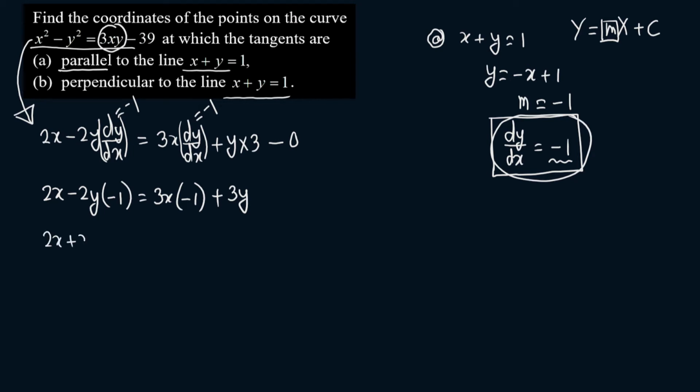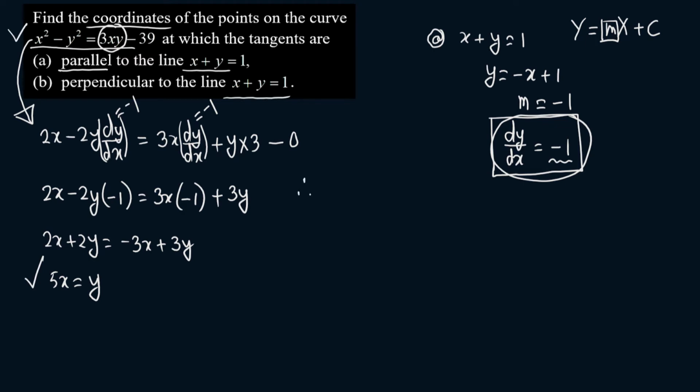2x plus 2y equals minus 3x plus 3y. That is our expression, which gives us 5x equals y. So this is one of the equations, which gives us 5x equals y. Now the question is asking us for the coordinates. So this equation and that equation we need to solve now.